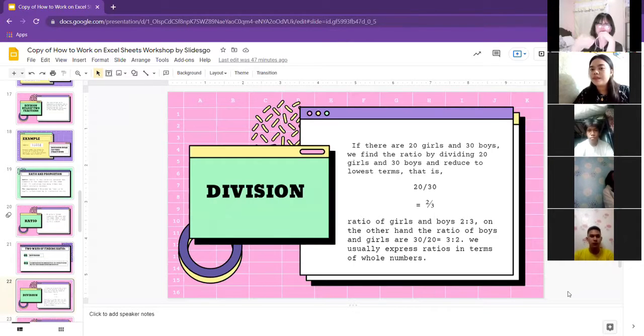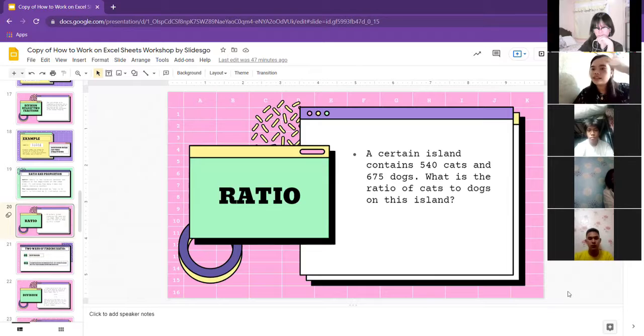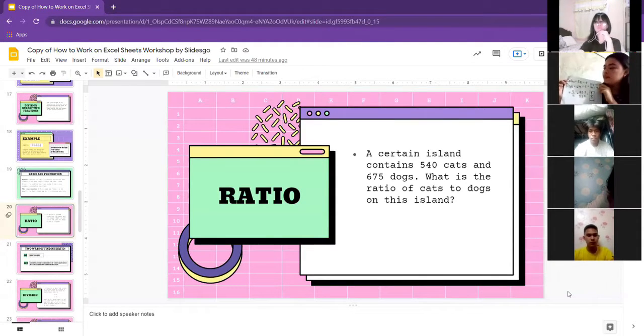For example, a certain island contains 540 cats and 675 dogs. What is the ratio of cats to dogs on this island? So we will find the ratio of cats and dogs. For the cats we have 540 and for the dogs we have 675.